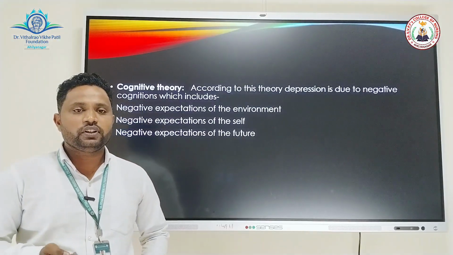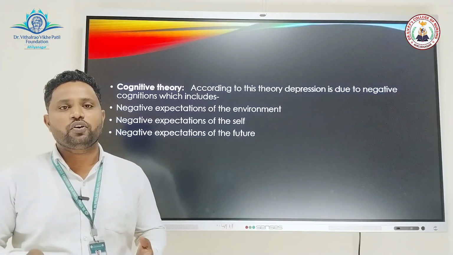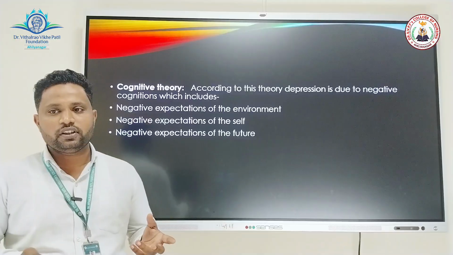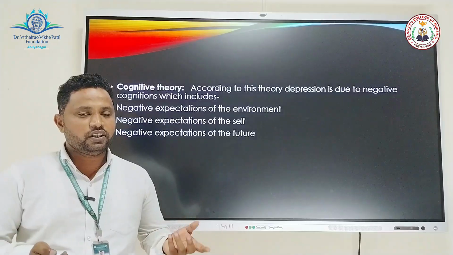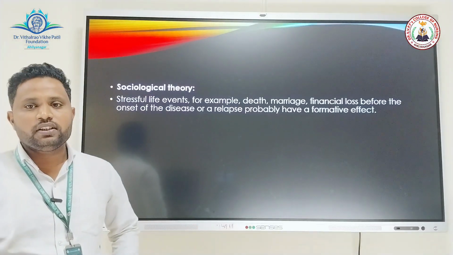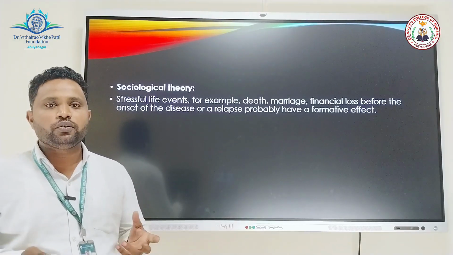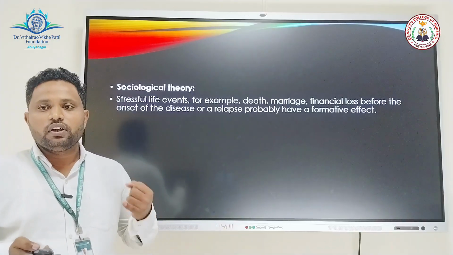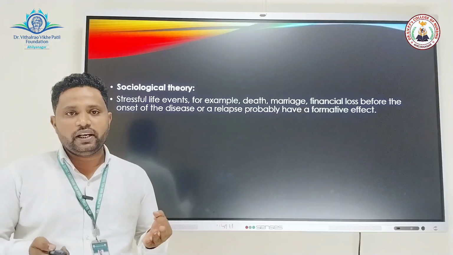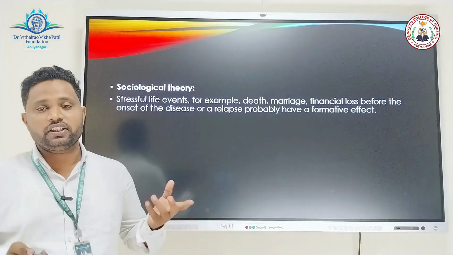The next is cognitive theory. According to this cognitive theory, depression is mainly due to negative cognition, that is negative expectation about the self, negative expectation about the future, and negative expectation about the environment. The next is sociological theory. According to this theory, depression is mainly due to stressful life events, for example, divorce, death, marriage, financial loss, or any serious medical illness like HIV/AIDS and cancer.